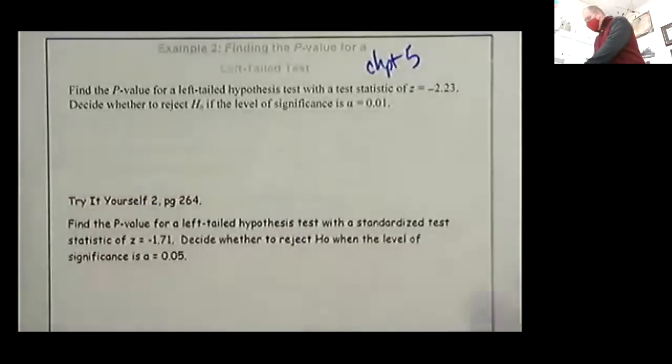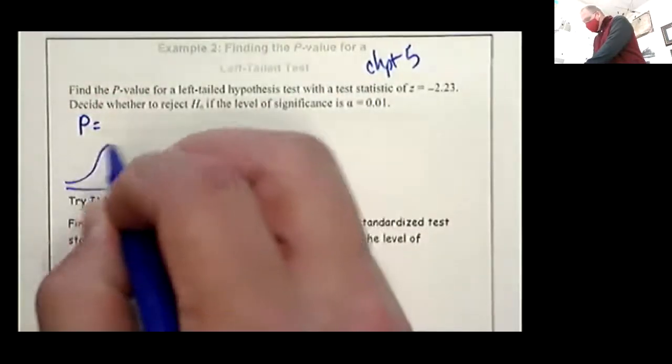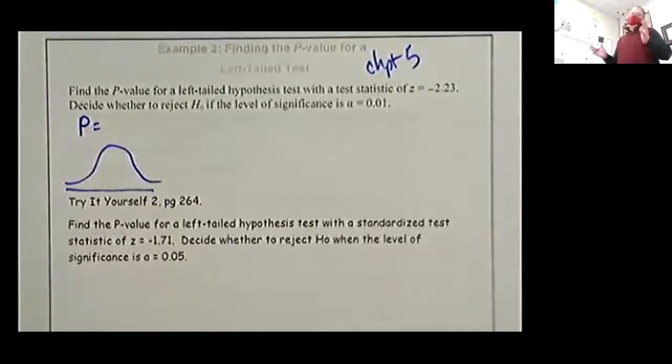So we want to find the area under the curve. We want to find our p-value. To do that, again, I'm going to look at a little sketch, and pretty much for all of the problems, I'm going to draw a picture. And that just comes from the fact that I was a geometry teacher for so many years. And the best way to look at stuff is just to draw a picture.